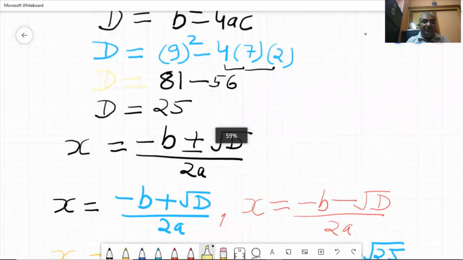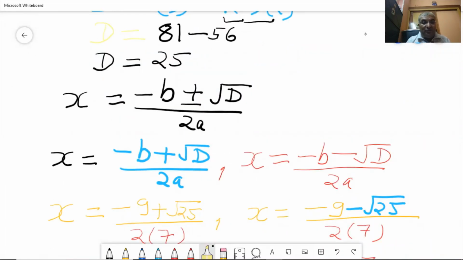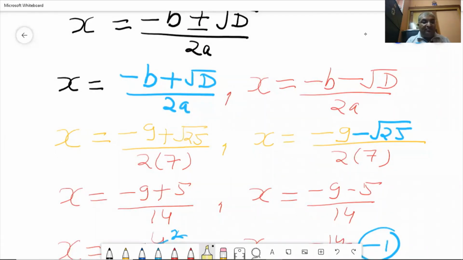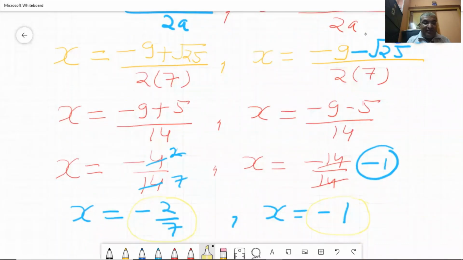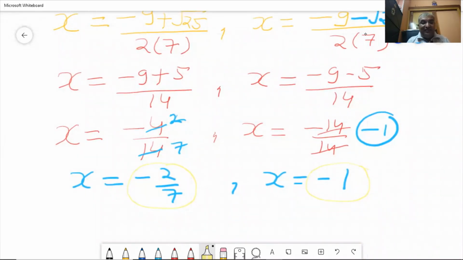Now, after calculation of D, there are two roots of this equation. We can write them together as minus b plus minus root D upon 2a, or we can write them separately as minus b plus root D upon 2a and minus b minus root D upon 2a. After that, we put in the values. So we substituted the values of a, b and D, and the square root of D was taken. One time it was positive, other time it was negative. We have kept them in the lowest terms, and these two lowest terms are the answers.